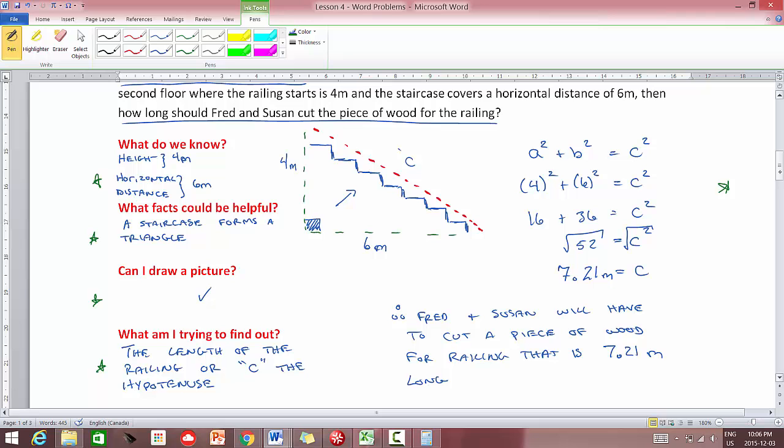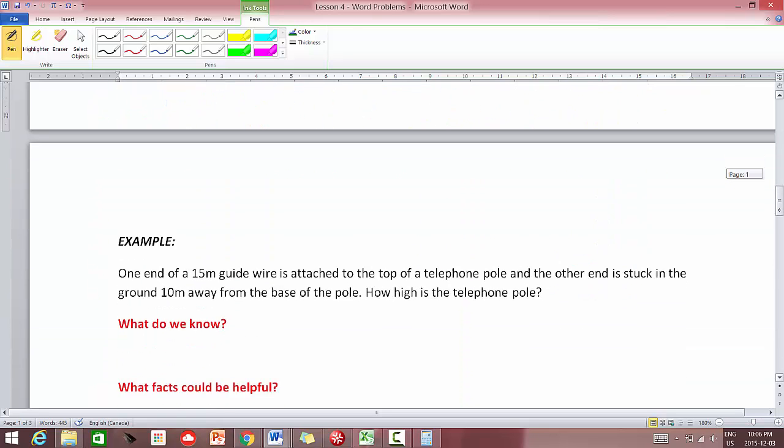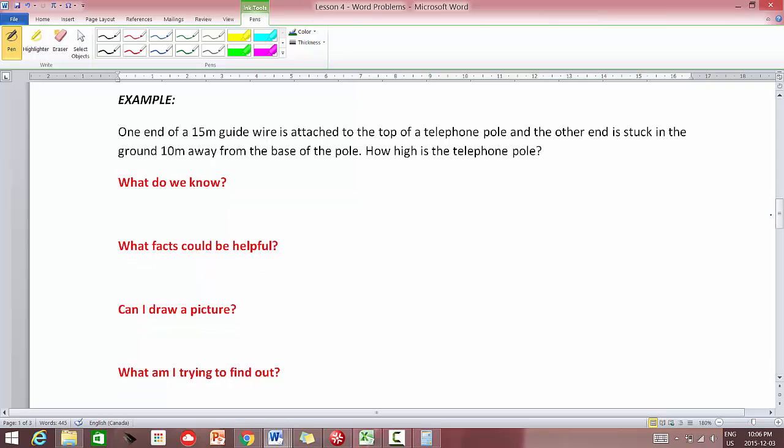Okay, we'll try another one. So we'll scroll down. This one. All right. So one end of a 15-meter guide wire is attached to the top of a telephone pole, and the other end is stuck in the ground 10 meters away from the base of the pole. How high is the telephone pole? So what do we know? 15-meter guide wire. Okay, and the guide wire that's stuck in the ground is 10 meters away from the pole.